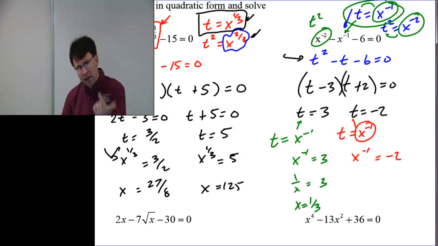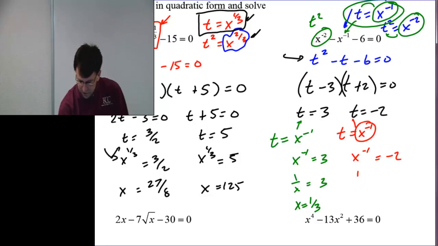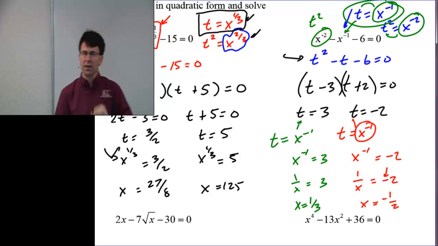Don't confuse negative exponents to meaning that you have a negative canceling out here. This is x to the -1 means 1 over x equals -2, which in this case means that x equals -1/2. Now the negative came from this side, not the negative exponent.